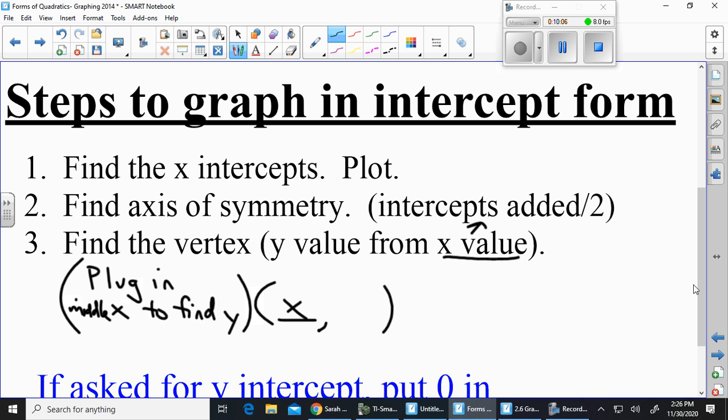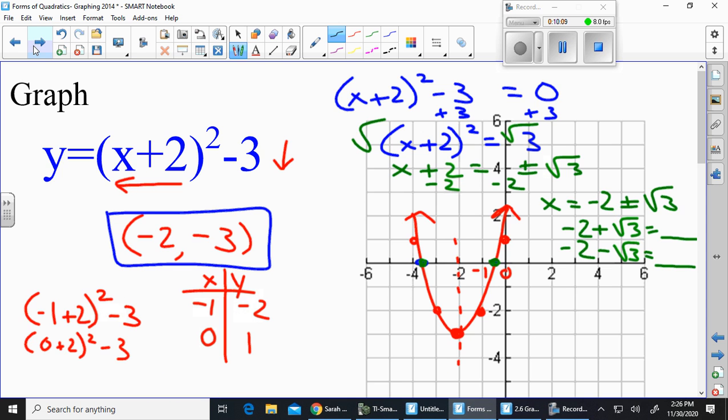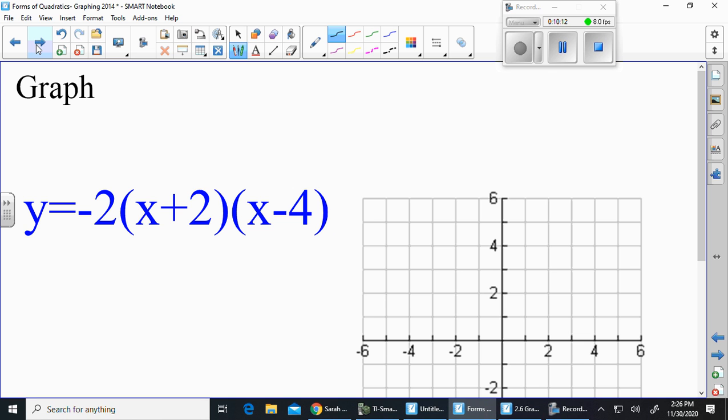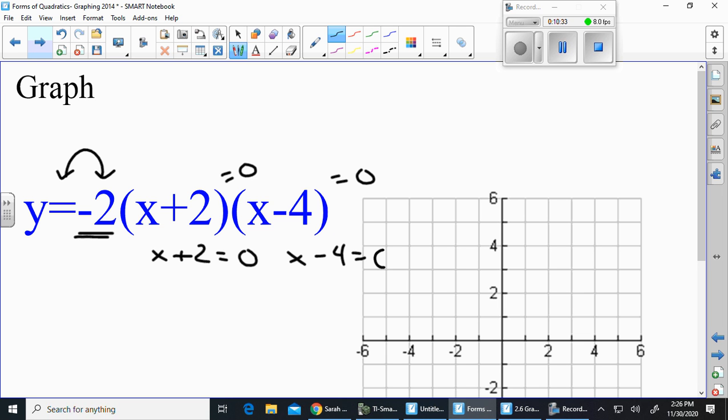Okay, so if I do one of those, just to give you an idea, this is intercept form, factored form. Don't pay any attention to this, it's just telling us it's going to be upside down. If x plus 2 equals 0 and x minus 4 equals 0, you would subtract 2 and get x equals negative 2. You would add 4 and get x equals 4. That's giving you a dot at negative 2, a dot at 4.